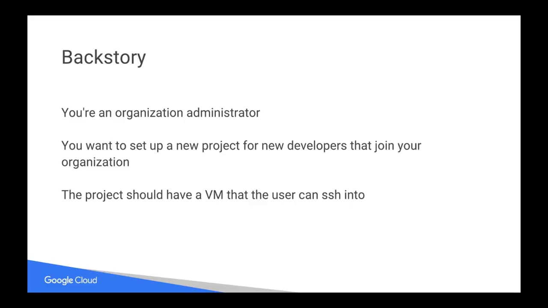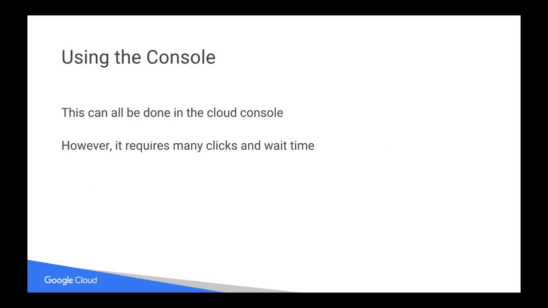So let's say you're an organization administrator and you want to set up a new project for every new developer that joins your organization. For now, we'll say the only requirement is that it needs a virtual machine that you can SSH into, but you can easily imagine other setup that you might want. For example, Google storage buckets with pre-populated data. Maybe that VM has a custom image on it with pre-installed software. Maybe there's a managed instance group that already has a demo version of the app that you develop. This could be anything, but for the sake of keeping it short for the slides, it's just going to be a single VM with SSH access.